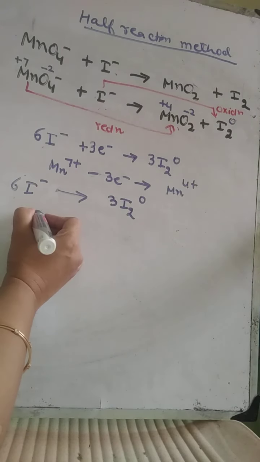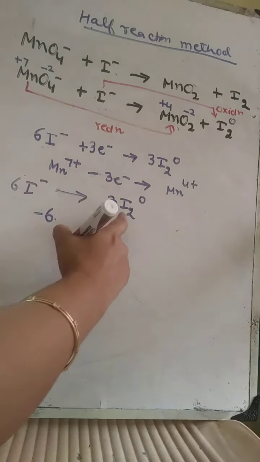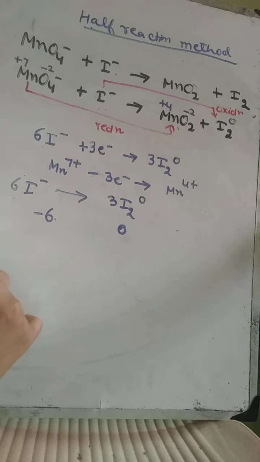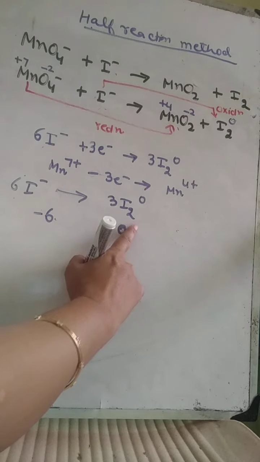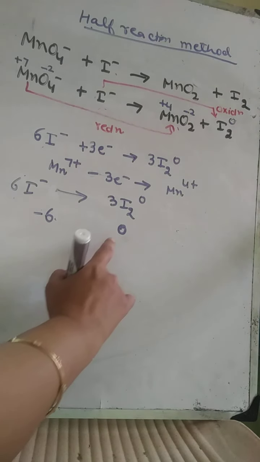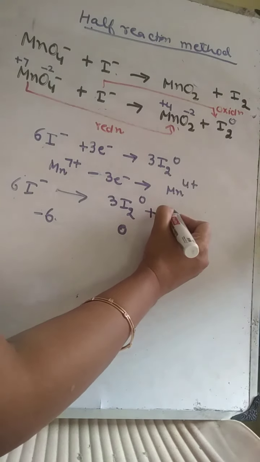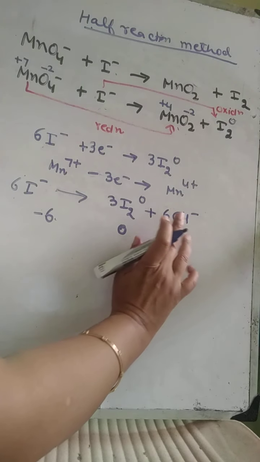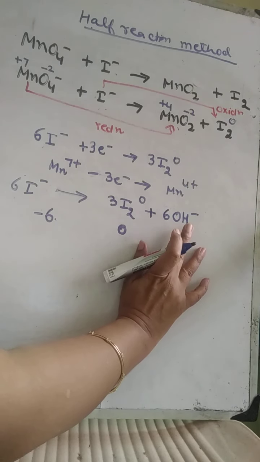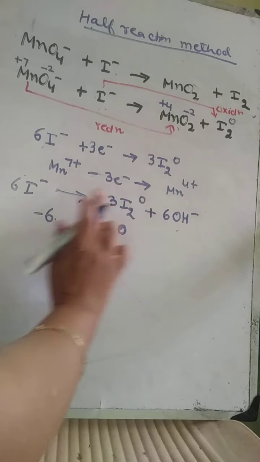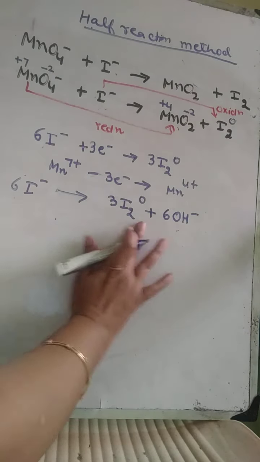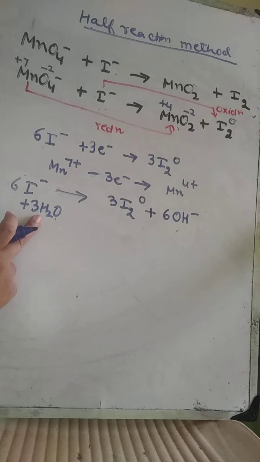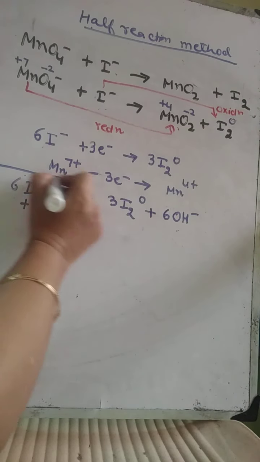So this time, this side the charge is -6, this side the charge is 0. To make the charge -6 on this side, since the reaction is taking place in basic medium, I will add 6 times OH negative ions on this side. Basic medium, on right hand side I add OH negative. Since I added 6 OH negative on this side, I have to add 3 water on this side to balance it. Still I am having only half equation. I will box this equation.